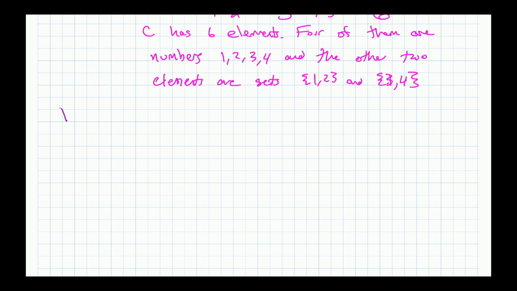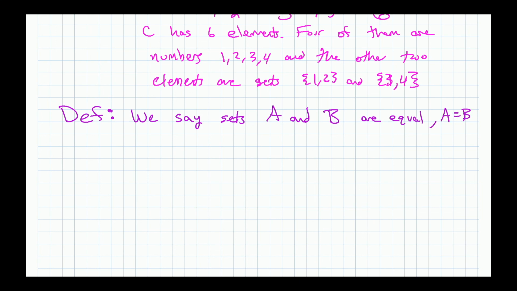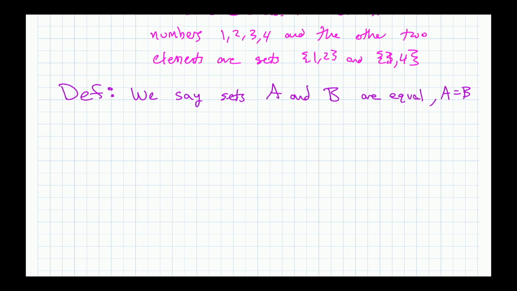Let's write it out. Definition. We say set A and B are equal. How would you write it? You'll never guess. How about this? A equals B, if and only if they have exactly the same elements.